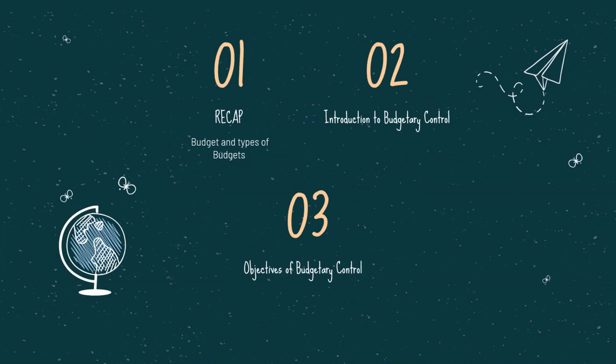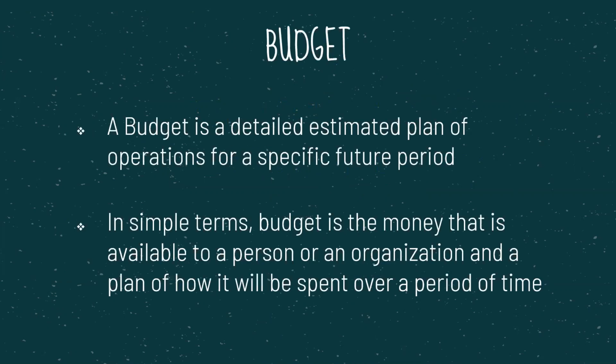Isn't that interesting? So as I said, we are going to recap budget and types of budgets quickly. We're going to get introduced to budgetary control and then objectives. So a budget is a detailed estimated plan of operations for a specific future period, right? In our case, it's always the financial year, 1st April to 31st March. In simple terms, budget is the money that is available to a person or an organization and a plan of how it will be spent over a period of time.